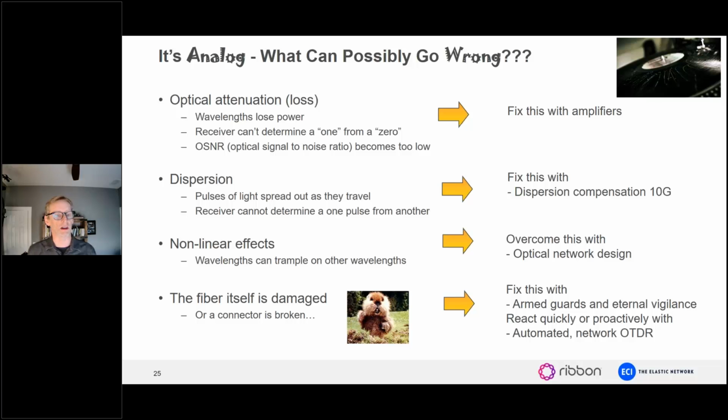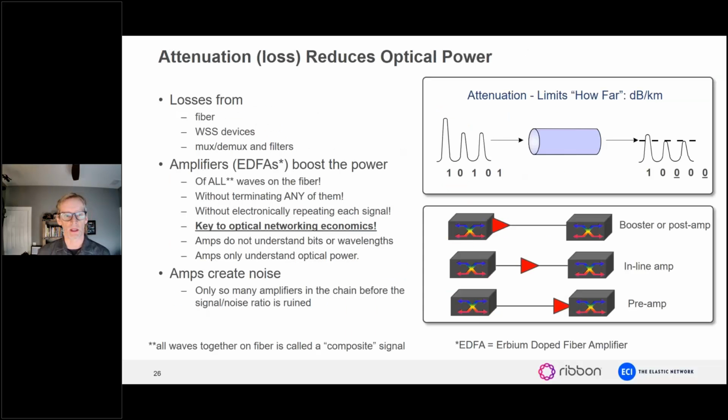The third thing is something wild and hairy called nonlinear effects, where certain wavelengths, if they have too much power, can actually trample on other wavelengths using things like four-wave mixing or Rayleigh scattering, and other types of effects. You can overcome this with good optical network design. Or the fiber itself may be damaged or a connector broken. You fix this with armed guards and eternal vigilance, or you can react quickly and proactively with an automated network of OTDR. So let's talk about attenuation and loss and how that reduces optical power.